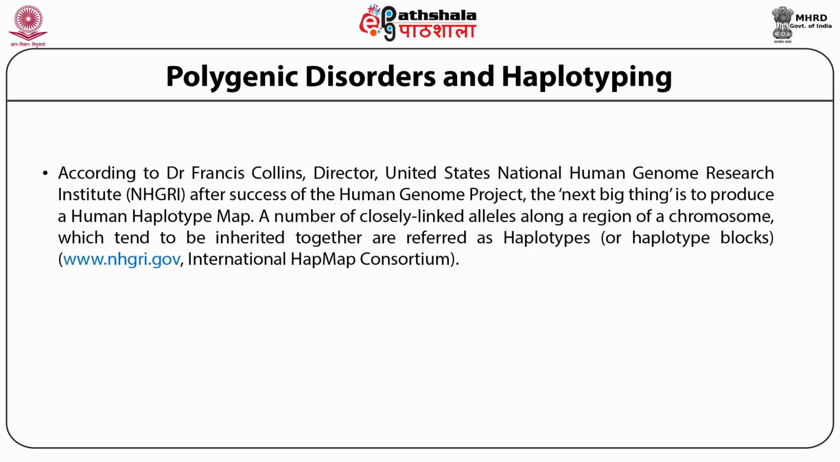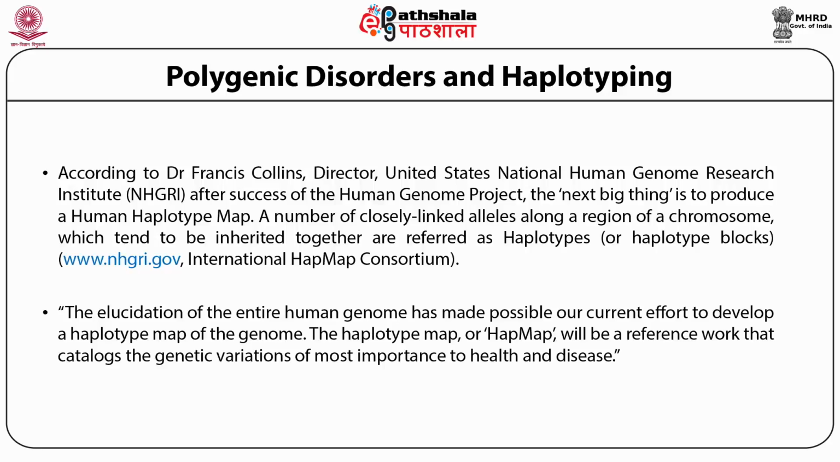A number of closely linked alleles along a region of a chromosome which tend to be inherited together are referred to as haplotypes or haplotype blocks. According to NHGRI, that is the National Human Genome Research Institute, the elucidation of the entire human genome has made possible our current effort to develop a haplotype map of the genome. The haplotype map, or HapMap, will be a reference work that catalogs the genetic variations that are most important to health and disease.